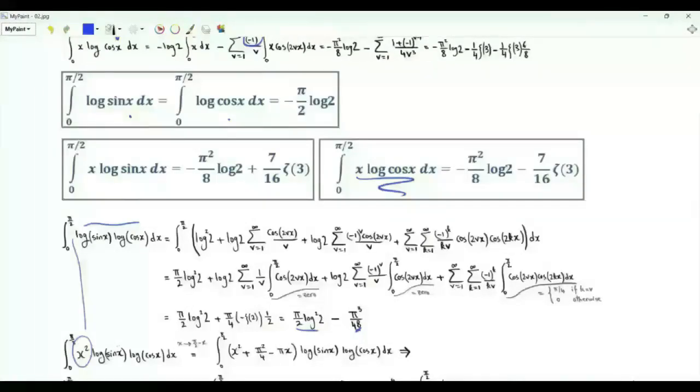If the integrand has x squared, replace x by pi over 2 minus x. x squared becomes x squared plus pi squared over 4 minus pi x. The product of logarithms remains as is. Split the right-hand side into three integrals.